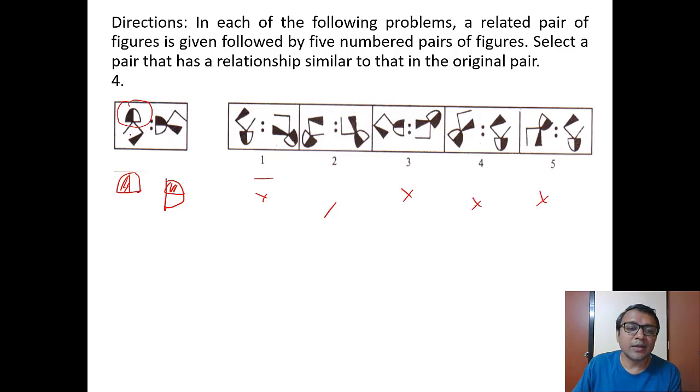So let's look at the other element. If you look at the other element, it is turning 90 degrees and the shading which was on this side goes to the opposite side. Here also, if you look at the second option, it was like this. It's turning 90 degrees and the shading has gone to the other side, satisfies. So the second is the answer.